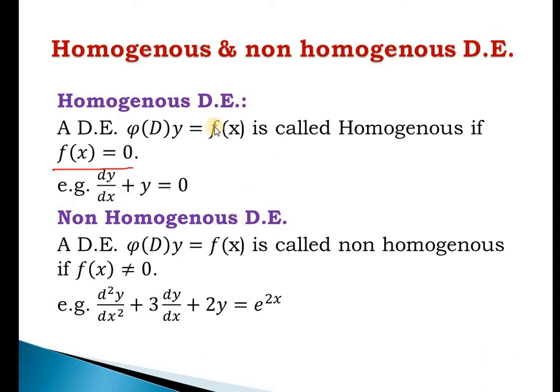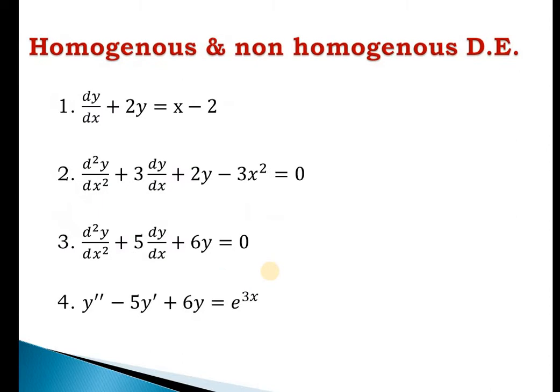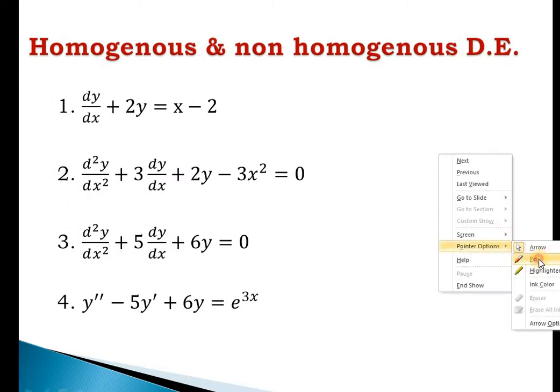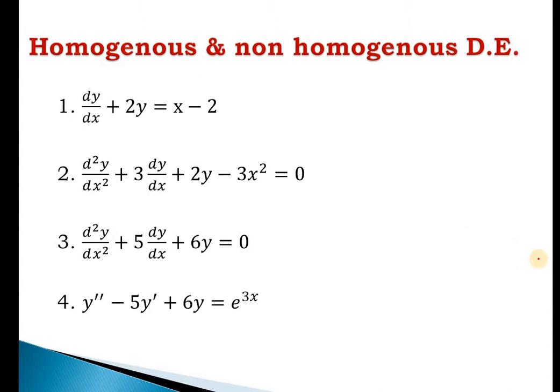So homogeneous means the RHS function is 0. Non-homogeneous means the RHS function is non-zero. Suppose we have some examples, so we identify which is homogeneous and which is non-homogeneous. Here my RHS function is x minus 2 and it is non-zero, therefore it is non-homogeneous.